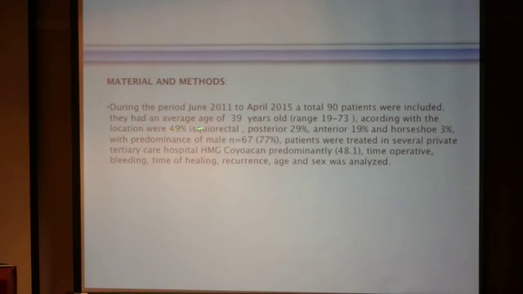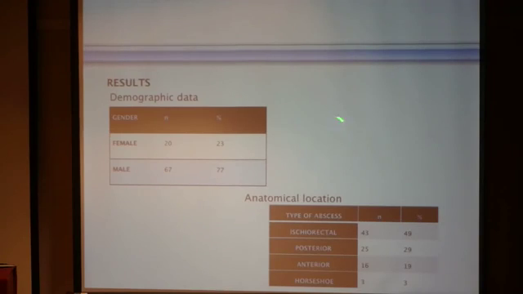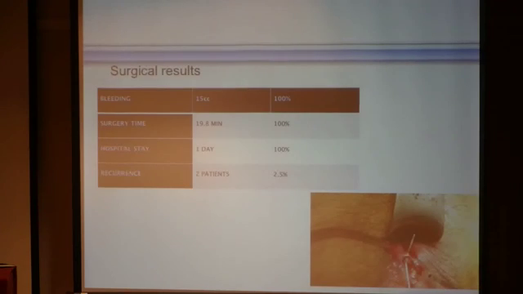The most frequent location was ischiorectal, almost half of the patients, followed by posterior, anterior, and 3% horseshoe location. The sex, hospital stay, surgical bleeding, time of healing, and recurrence were analyzed. This slide shows a predominance of male sex. The most frequent location is ischiorectal, followed by posterior, anterior, and then horseshoe location. The surgical time averaged almost 20 minutes. All the patients were in the hospital just 1 day, and the recurrence rate is just 2%. Only 2 patients developed a fistula in the follow-up.